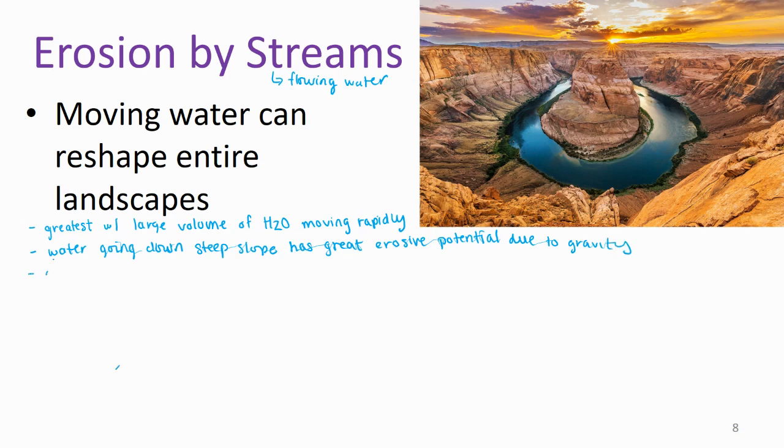Streams can carve steep valleys. So they're not just going to be passively flowing downslope. As they flow downslope, they are also carving out the landscape. They are cutting down valley walls and floors. They create V-shaped valleys, and that is in contrast to what glaciers create, which are U-shaped valleys.